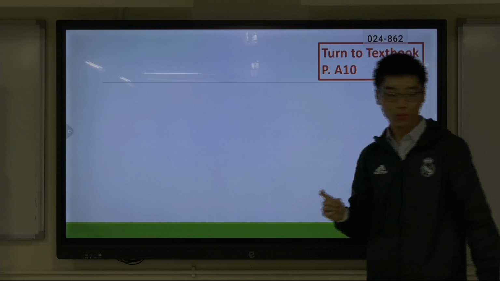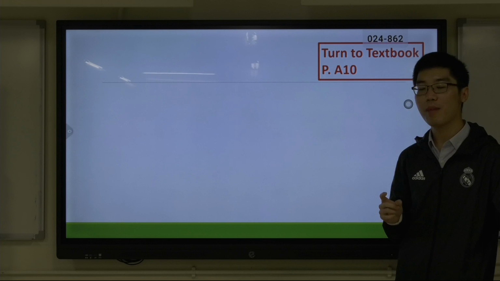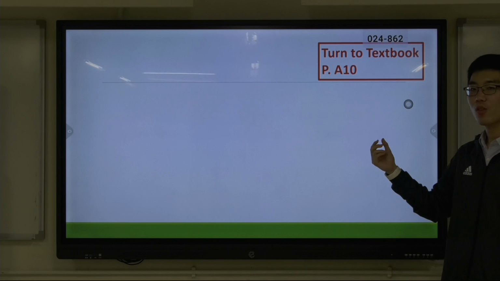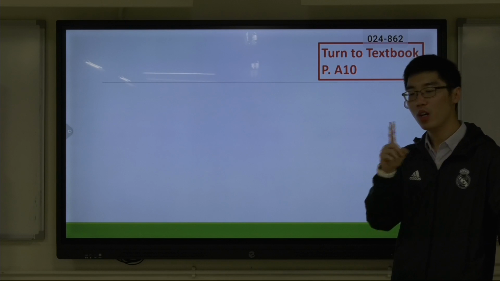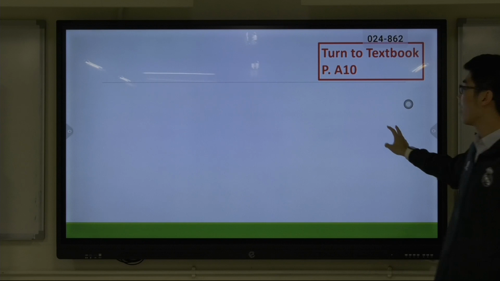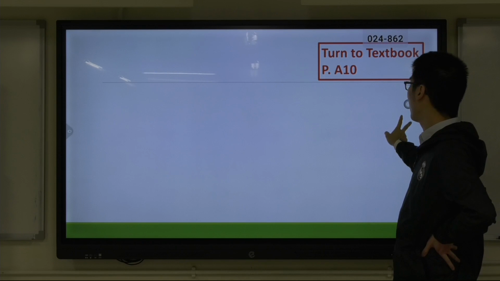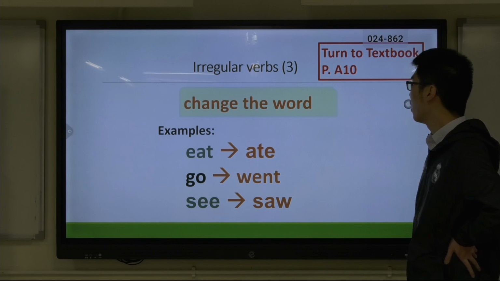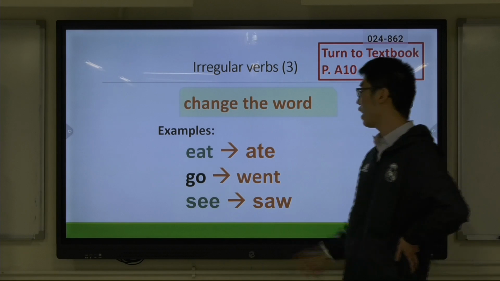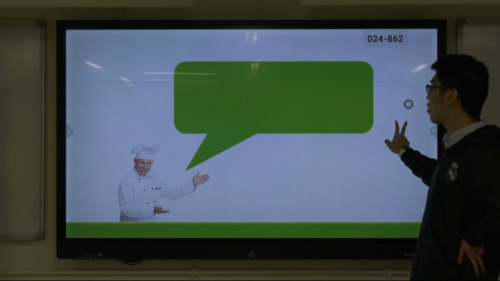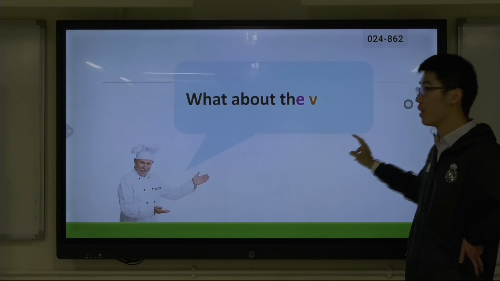So can you list out or give some examples of words where we need to change the whole form? Simply, one word is very easy for you. Be, okay? B-E-E. But I will go through it later, okay? So for changing the whole word, eat we change to ate, okay? Go we change to went, something like that. So for the verb to be, how can we change the verb to be, okay?